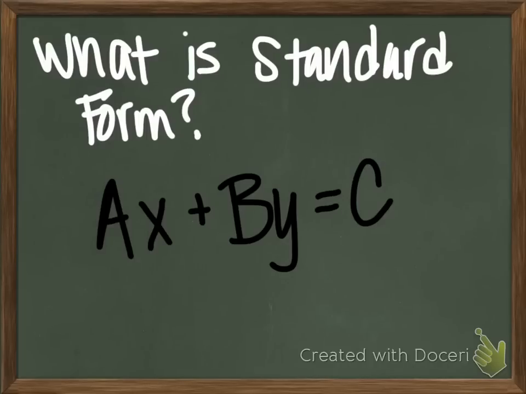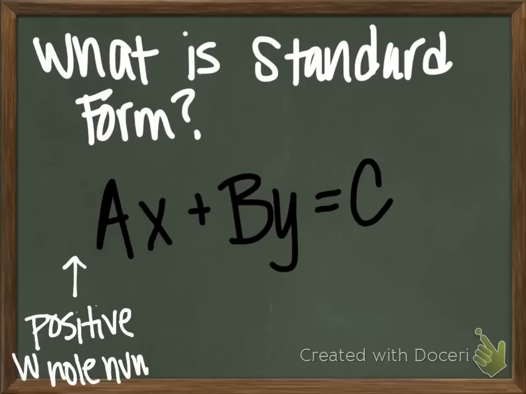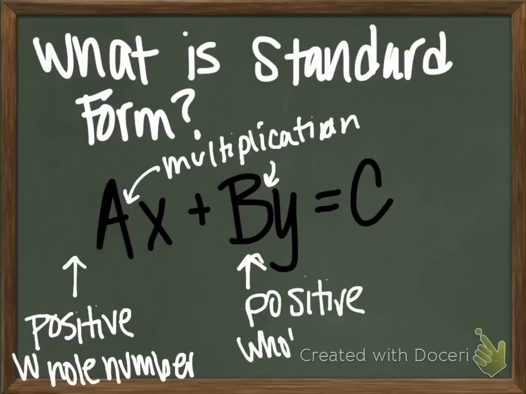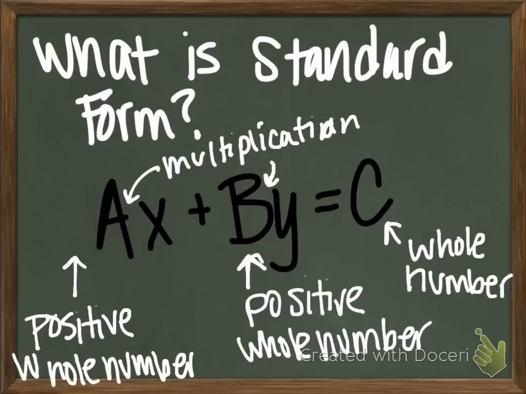And some key pieces of information you need to know about this is that the a is a positive whole number, and there's multiplication that's happening between the a and the x. So the a coefficient and the x variable are being multiplied together. And that's the same with the b coefficient and the y variable. The b is also a positive whole number. C is a constant, so it is a whole number as well. And your plus can actually be a plus or a minus, just depending on the situation.